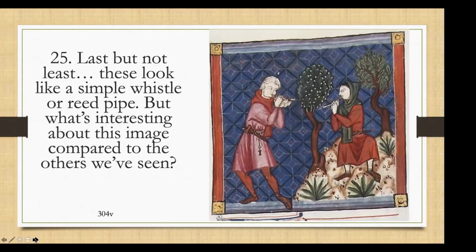Anyway, the last image, as I say, last but not least. I would say that it's hard to know what these two are playing exactly. It looks like it could be a simple whistle or a reed pipe. But my question here is, what is interesting about this image compared to all the other ones that we have seen? What makes this image a little bit different?